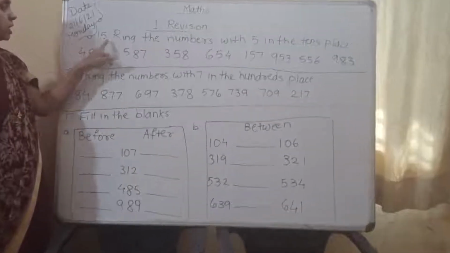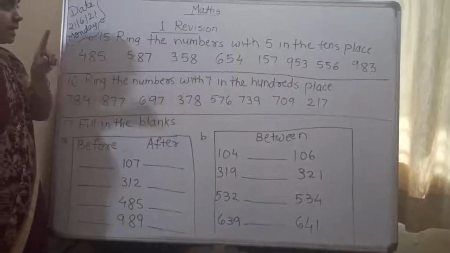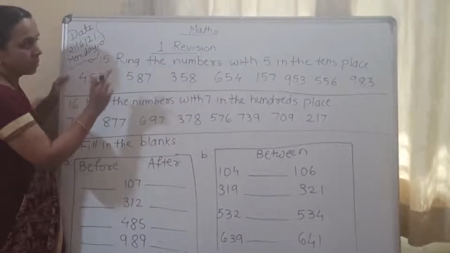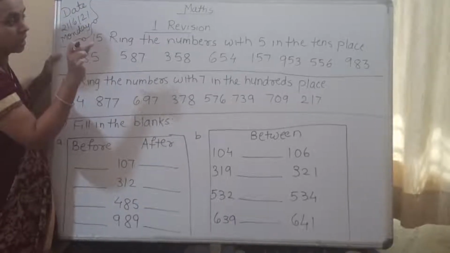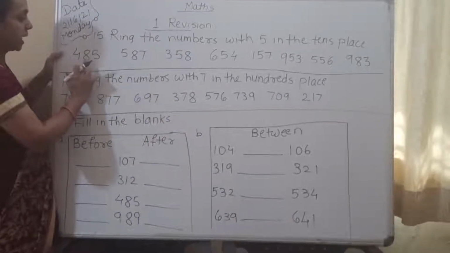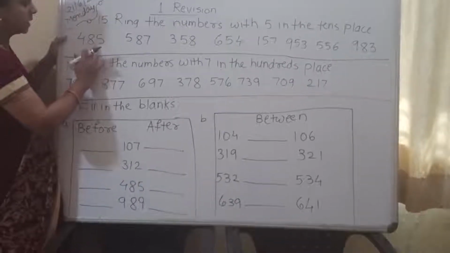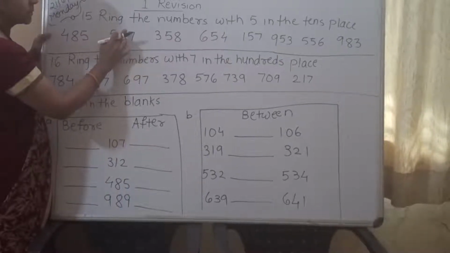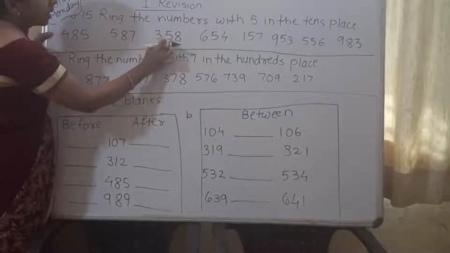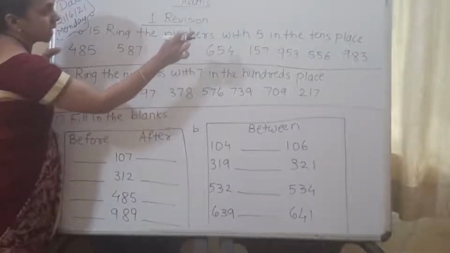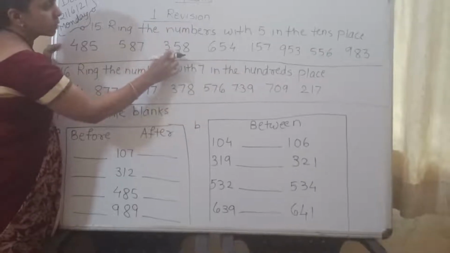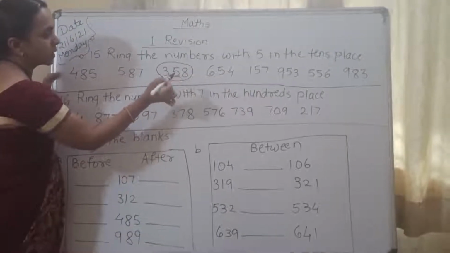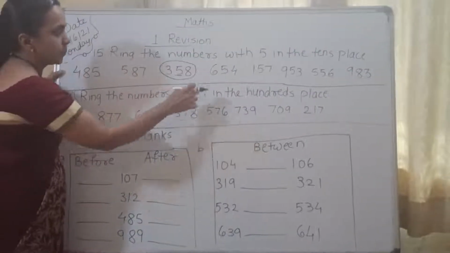Now see 15th question. Ring the numbers with 5 in the tens place. So what is given in the question? We have to find out that 5 number is in the tens place. 485. Ones, tens. In this tens place 5 number is there? No. 587. Ones, tens. 5 number is there? No. 358. Ones, tens. See here. 5 in the tens place. So we have to circle, ring this number 358 because 5 is in the tens place.